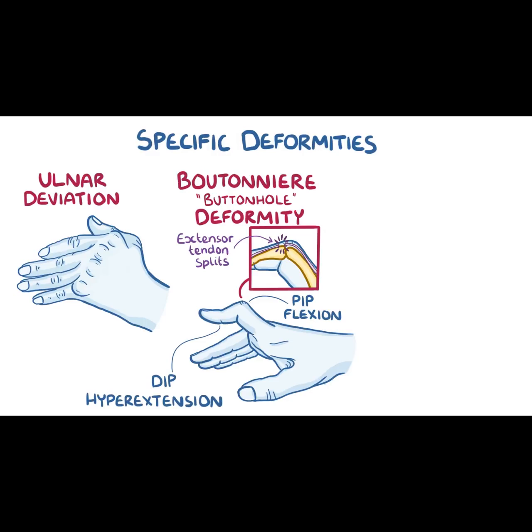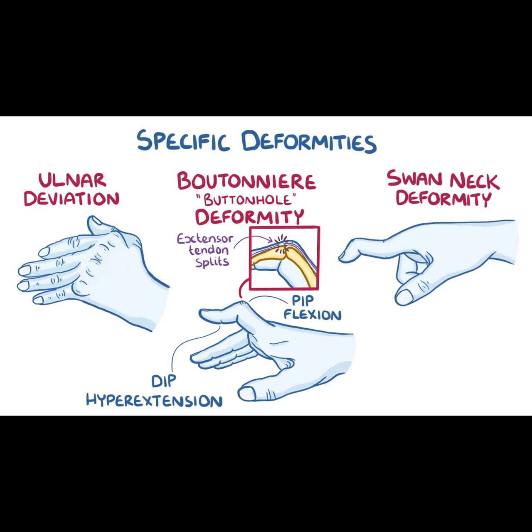interphalangeal joint. Another finger deformity is the swan neck deformity, which is the opposite. So there's hyperextension of the proximal interphalangeal joint and flexion of the distal interphalangeal joint.